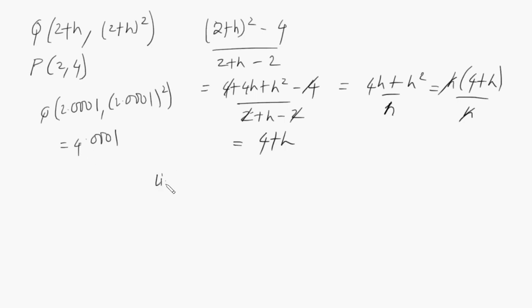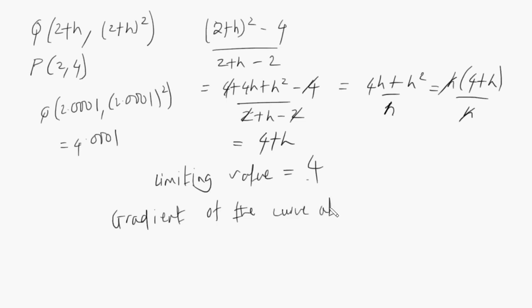Now that 4 is what we call the limiting value. It is what we call the limiting value, equal to 4. And this limiting value 4 is what we call the gradient of the curve at point P. So now we have understood the gradient of the curve. Now this knowledge will help us understand the concept of differentiation. So let me just say, see you in the next tutorial.